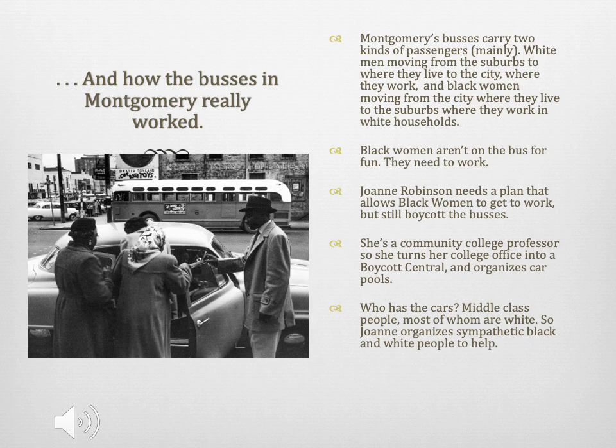the bus for fun. You can't say the buses are segregated and that's unfair, so we should boycott them and cost the city of Montgomery a bunch of money until they desegregate the buses, because black women are on the bus because they need to get to work. And they can't just not go to work.